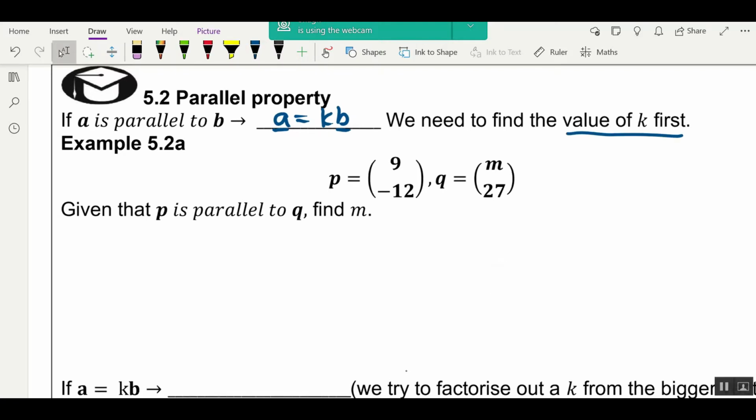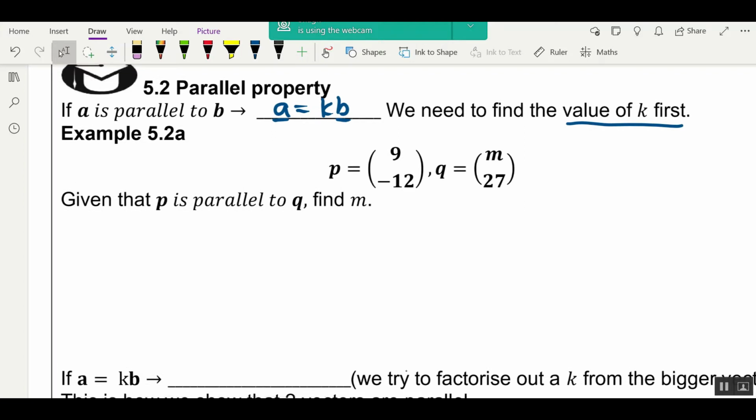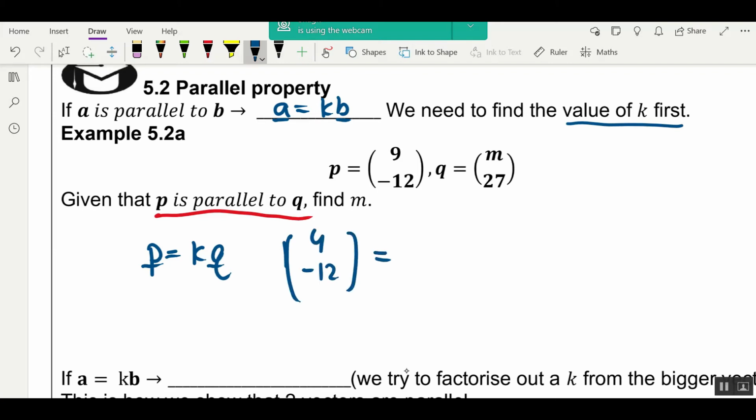For example, p is equal to (9, -12), q is equal to (m, 27). The question already told you that p is parallel to q. So what does this mean? This means that p is equal to k times q. You only bold the p and q because p and q are vectors. k is a scalar multiple. It is a constant. So p, which is (9, -12), is equal to k times (m, 27).